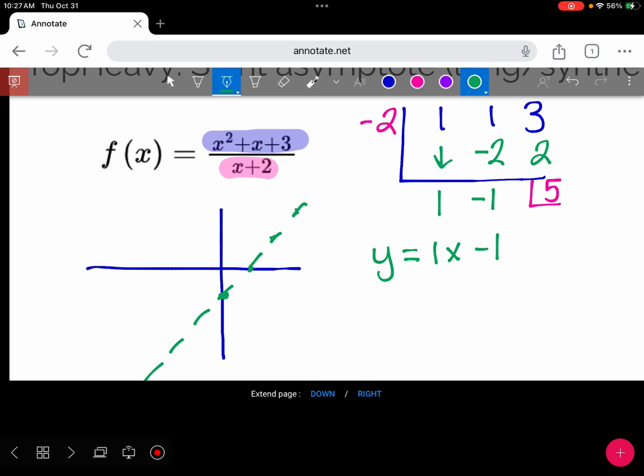Where would this one have its vertical asymptote? It's going to be where our denominator equals 0, which is going to be the factor that we divide by, which is going to be our negative 2. So I'm going to put that over here.